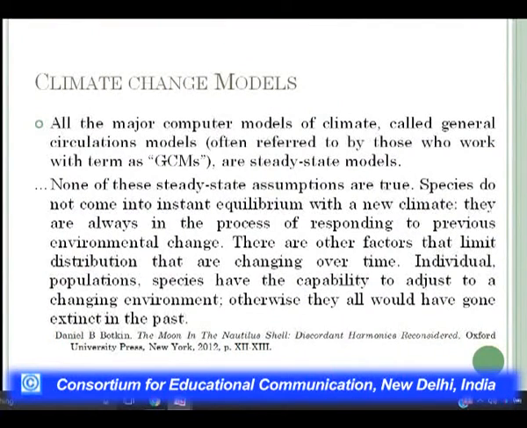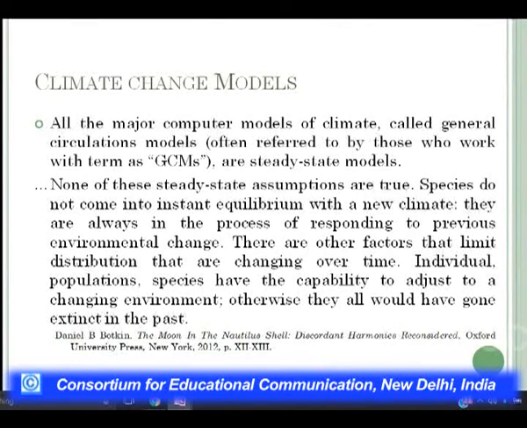Though they have provided us a broader understanding of climate change and its impact, when we try to implement the formulations, the suggestions made by economists are difficult to understand, simply because we are still not able to understand the importance of climate variability in understanding the climate. These CGMs, when described by, once again, Neil Botkin, he says that none of these steady state assumptions are true. None of these are true.